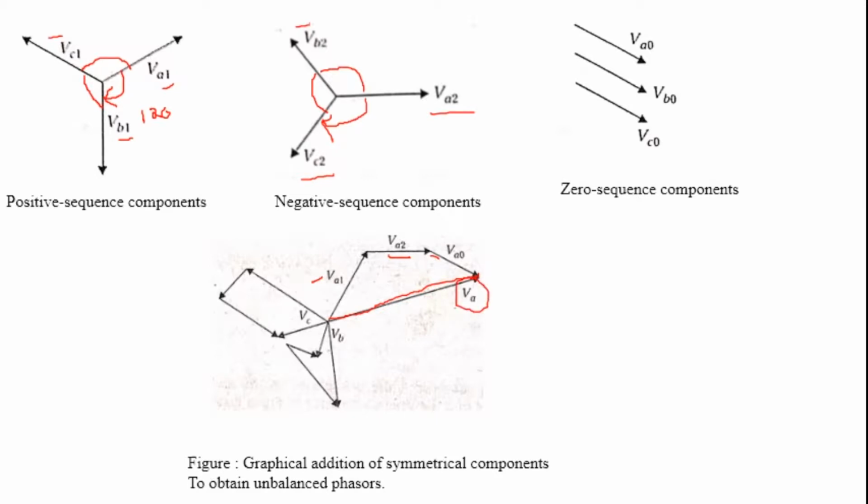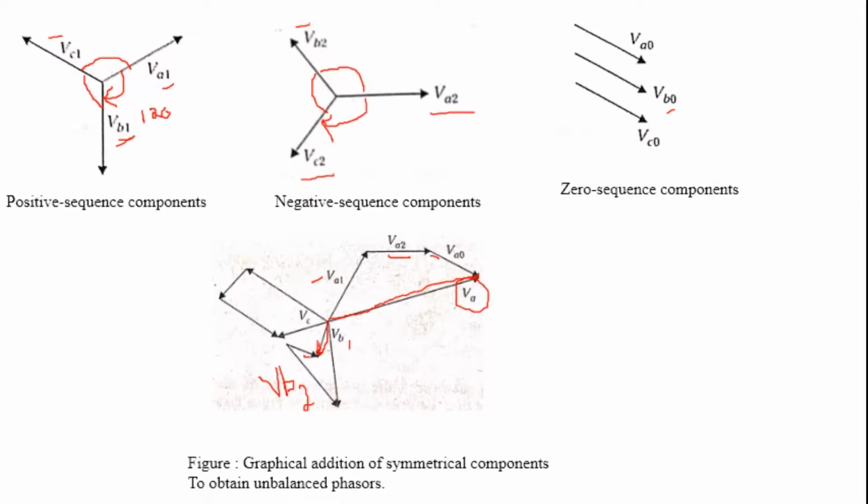Similarly for VB, we have to see where VB1 is. This is VB1. Where is VB2? This is VB2. And what is the angle made by VB0? This becomes VB0. By adding up all those things we will get VB. This is the resultant we will get. It is VB, because it is VB1, VB2 and VB0.